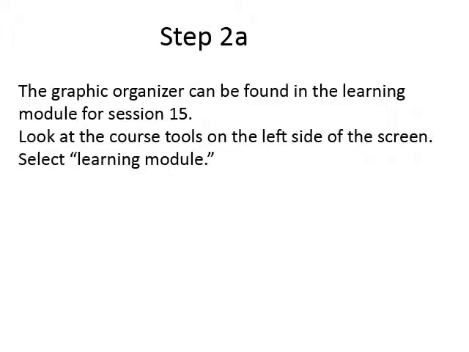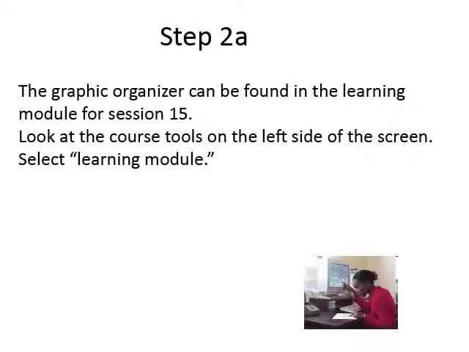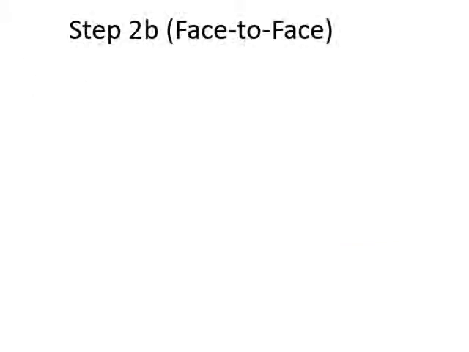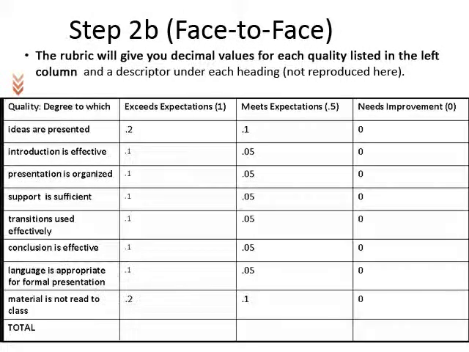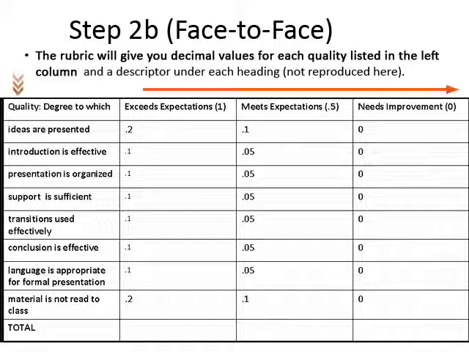You can find the graphic organizer by clicking on the learning module for this session in the toolbar on the left side of the screen. The left-hand column lists the qualities used to judge the presenter only in a class that meets on campus. As you read across, going to the right of the rubric, expertise decreases. The maximum score on the presentation is 1.